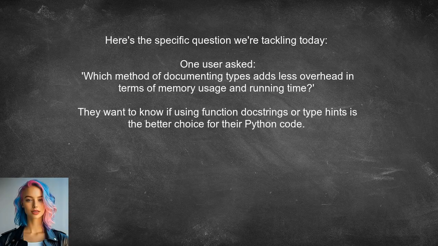Here's the specific question we're tackling today. One user asked, which method of documenting types adds less overhead in terms of memory usage and running time? They want to know if using function docstrings or type hints is the better choice for their Python code. Let's explore this together.